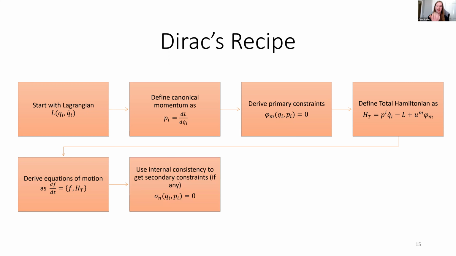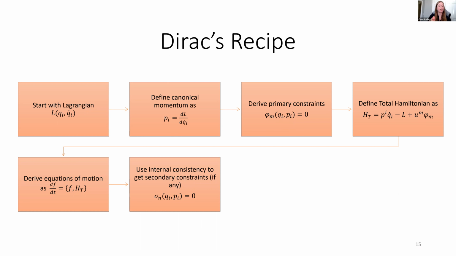And next, one uses the fact that it ought to be the case that the primary constraints continue to hold over time. And what this means is that if we plug the primary constraints into the equations of motion, it should be that it equals 0. And by doing this, we find in some cases that there are in fact further constraints on the relationship between the Q's and the P's that we call the secondary constraints, since they arise from thinking about the primary constraints under the equations of motion.